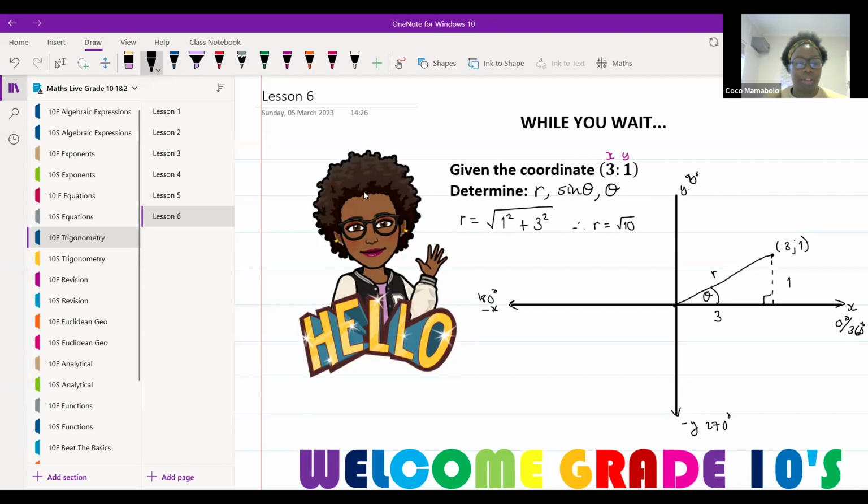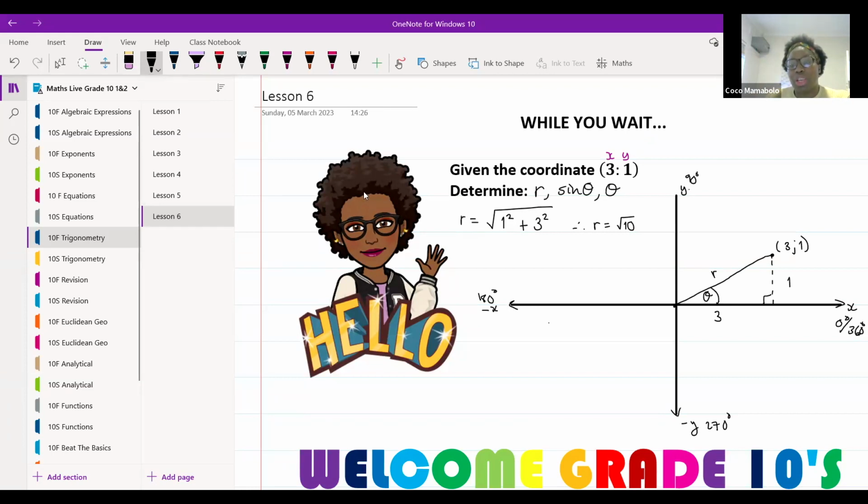So r is just going to be the square root of 10. Remember, if it gives us a surd, much like this one, don't put it into your calculator and give us like a 3.1 something something. No, we don't want that. You're just going to give us the actual square rooted number. So we're just going to leave it as square root 10. All right, that's the first thing.